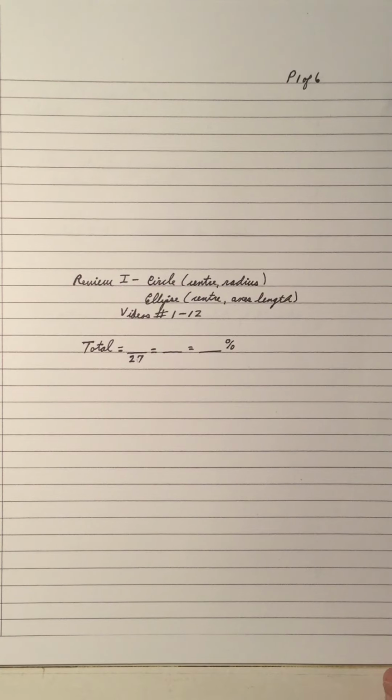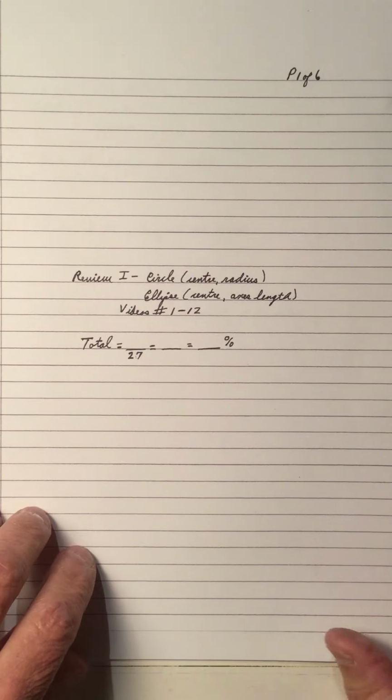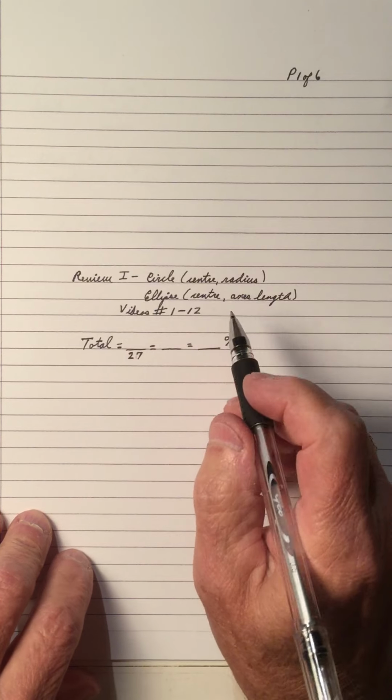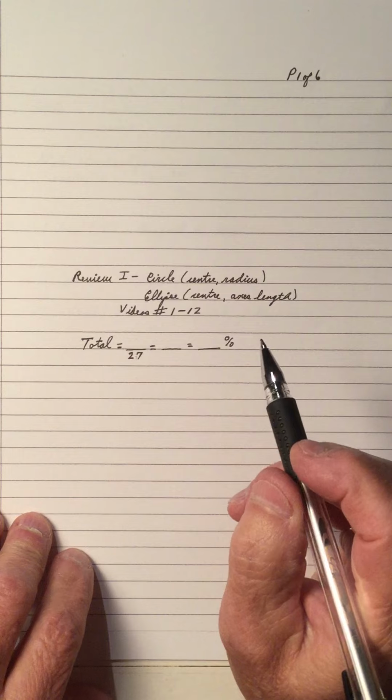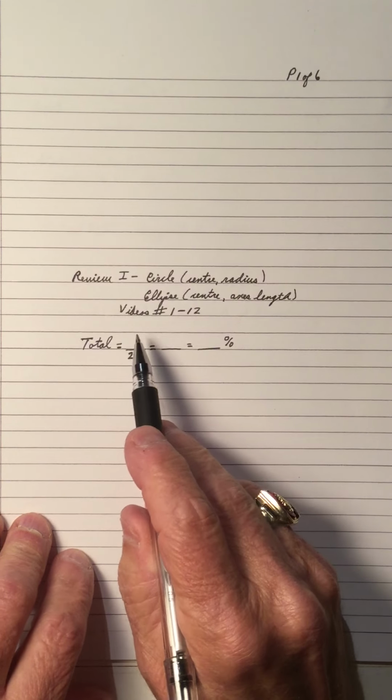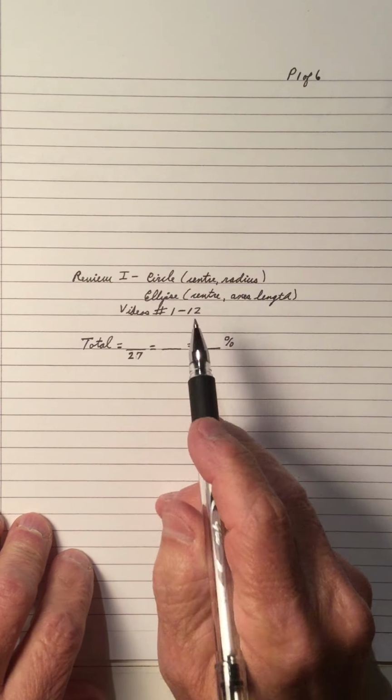Hi, welcome to my video on review 1 on the circle, which has center and radius, and the ellipse, which has center and the length of the axes. And this review is on the videos numbers 1 to 12.